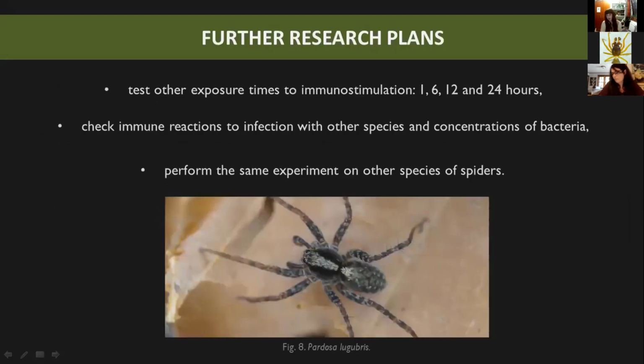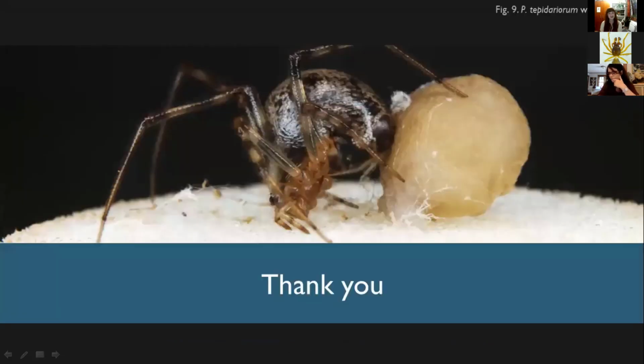Okay, so our further research plans are to test, at first, other exposure times to immunostimulation, longer exposure times, check reactions of the immune system to infection with other species of bacteria, and other concentrations of bacteria, of course, and maybe perform the same tests on other spider species, for example, Pardosa lugubris, which we are also working with. And that's it. Thank you very much.